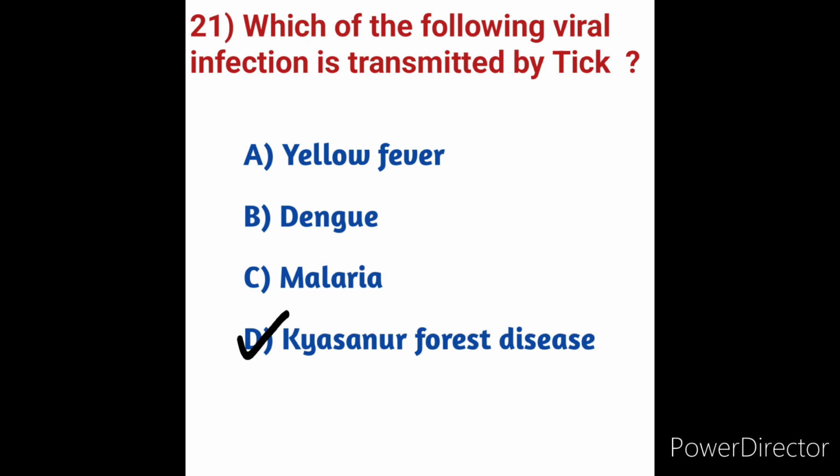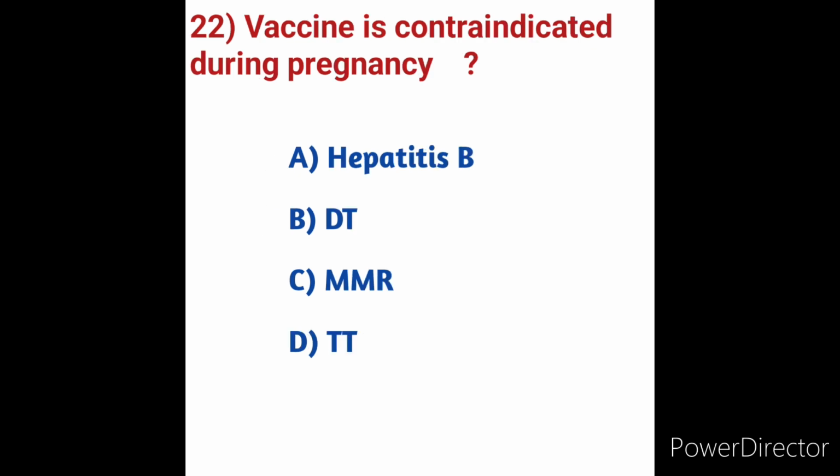Next we will move on to question number 22. Which vaccine is contraindicated during pregnancy? We will see the options first. Option A, hepatitis B. Option B, diphtheria tetanus, DT. Option C, MMR, measles, mumps, rubella. Option D, TT.